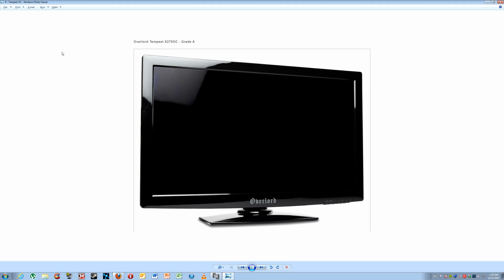Finally, after many, many months of waiting, we're finally going to do an in-depth review of the long-awaited Overlord Tempest X270OC. I've been tracking these monitors for quite a while, and on 18th of December, finally got my hands on a pixel-perfect version of the OC, which ended up costing me not that much.